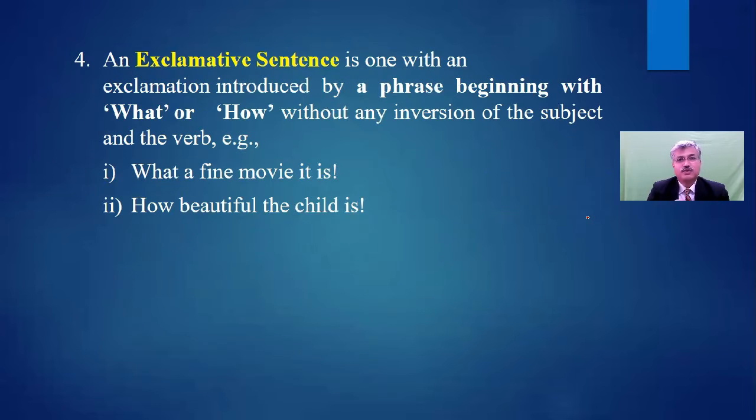The fourth type of simple sentence is an exclamative sentence. An exclamative sentence is one with an exclamation introduced by a phrase beginning with what or how without any inversion of the subject or the verb. There is no inversion. For example, what a fine movie it is! Exclamatory mark at the end and the sentence begins with what. How beautiful the child is! Exclamatory mark at the end and the sentence begins with how.